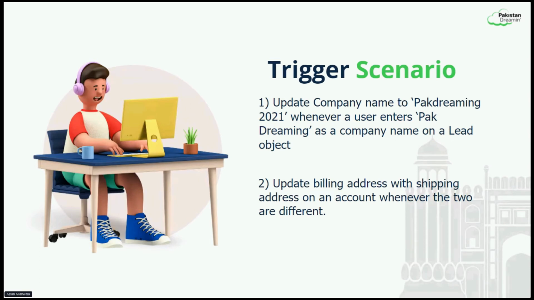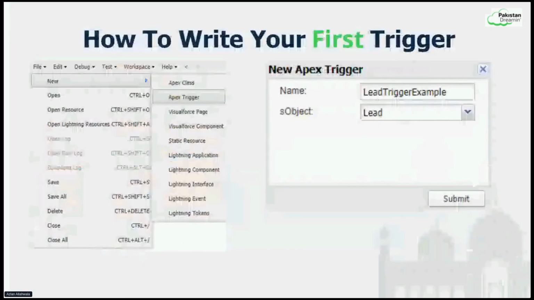Oh yeah, before that, how to write your first trigger. It's very important. You can write the trigger by going to your developer console. You'll see the wrench on the top right of your org once you log in. Open the developer console, go to New, and you'll see Apex Trigger, and you'll select the sObject.